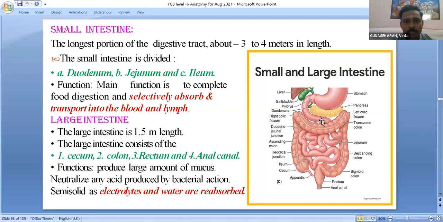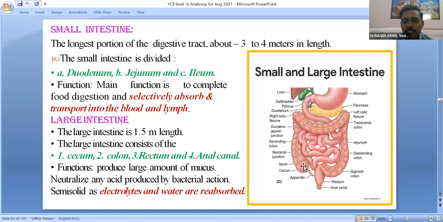Can you see the cursor movement? How they are giving the names? You can remember it very easily. After the pylorus, the duodenum starts. It continues to the jejunum. Where the jejunum and duodenum join, this area, that's why the name is duodeno-jejunal junction. Right? Then the jejunum continues to the end with the ileum.